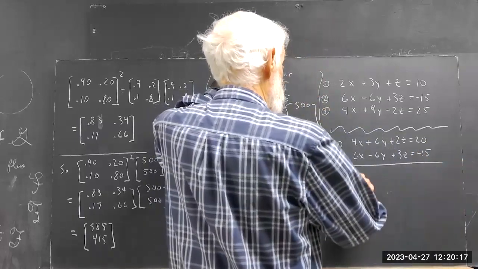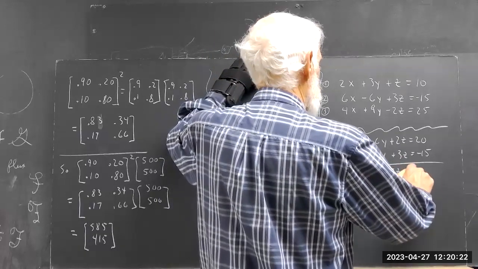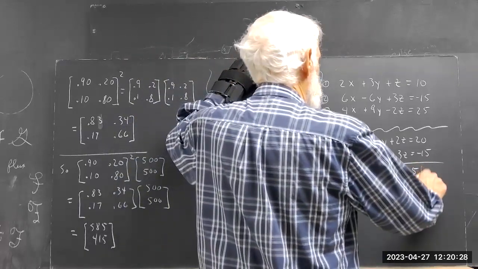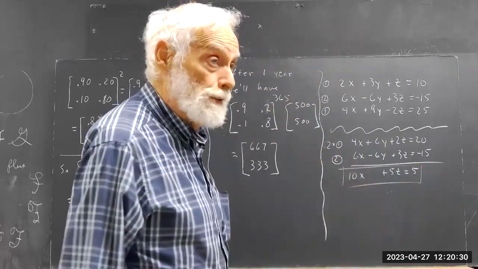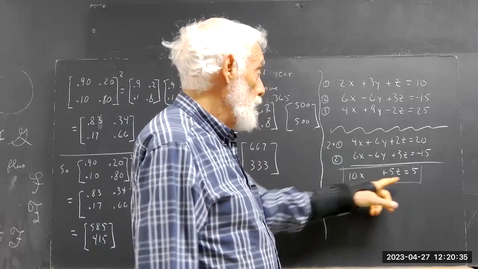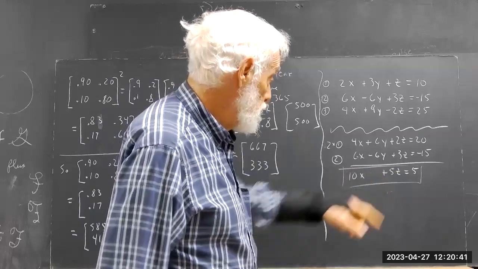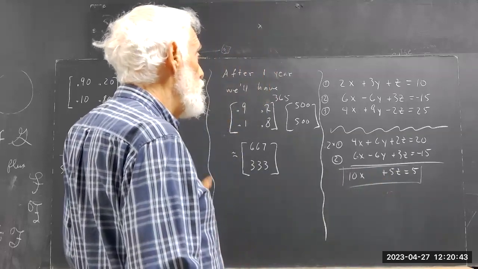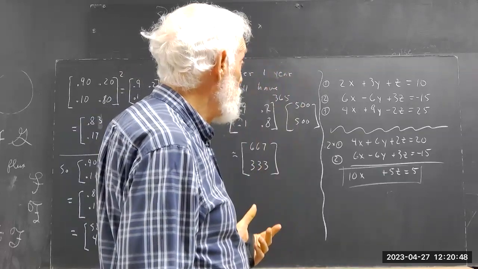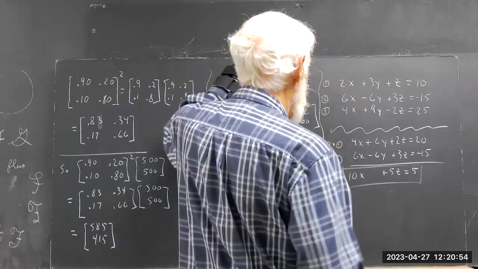When I add these, straightforward, I get 10x plus 5z equals 5. Okay, this is an equation in x and z. I can't solve this. In other words, I can't get a unique solution for both x and z until I have another equation in x and z. So I'm going to need to eliminate y in a different equation. What I'm going to do is eliminate y between equation 1 and equation 3.